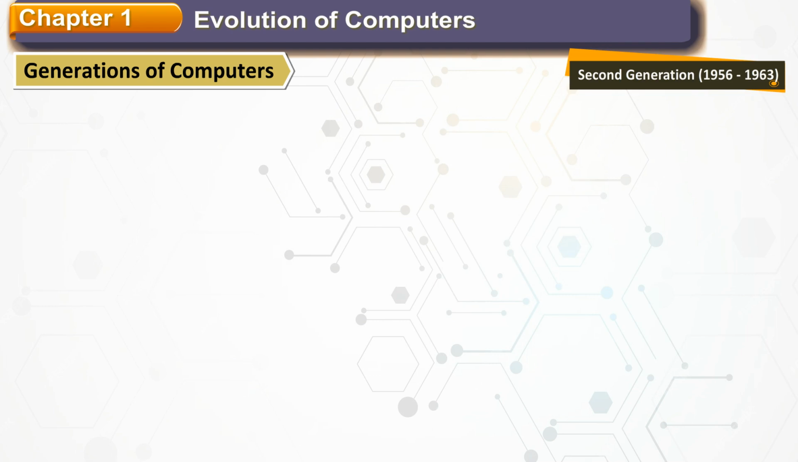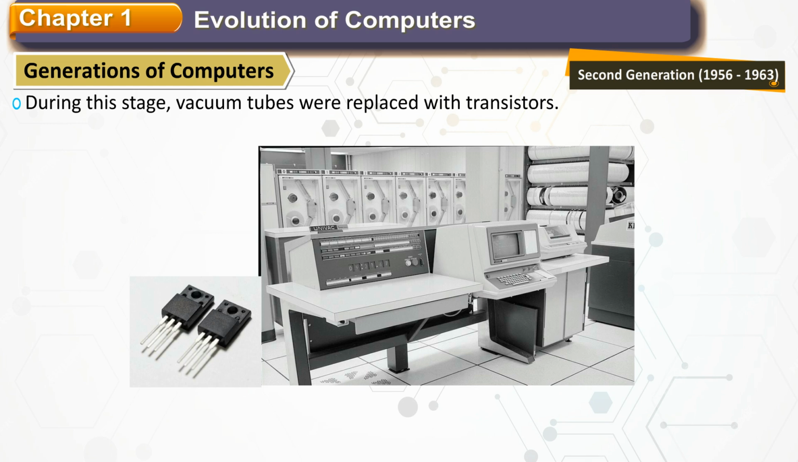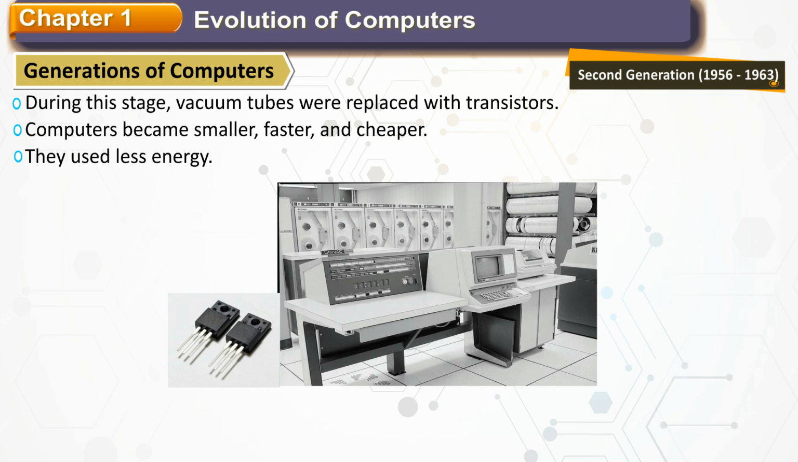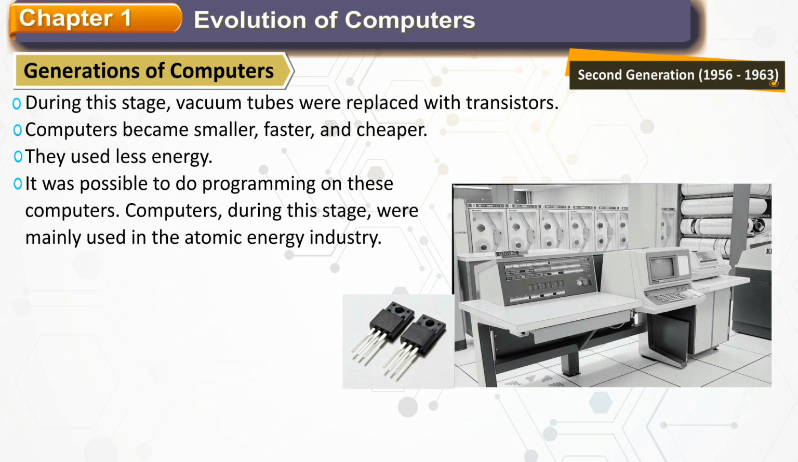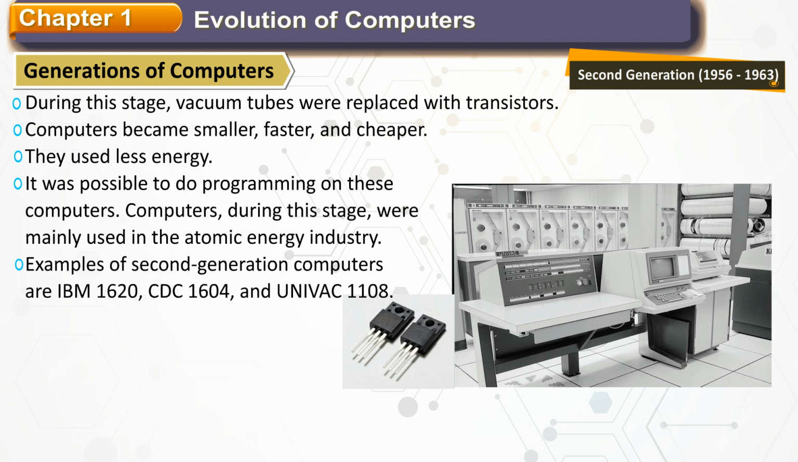Second generation, 1956 to 1963. During this stage, vacuum tubes were replaced with transistors. Computers became smaller, faster, and cheaper. They used less energy. It was possible to do programming on these computers. Computers, during this stage, were mainly used in the atomic energy industry. Examples of second-generation computers are IBM 1620, CDC 1604, and UNIVAC 1108.